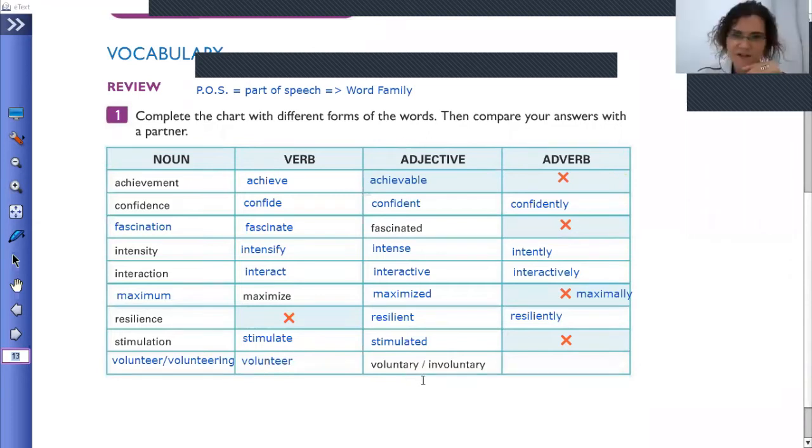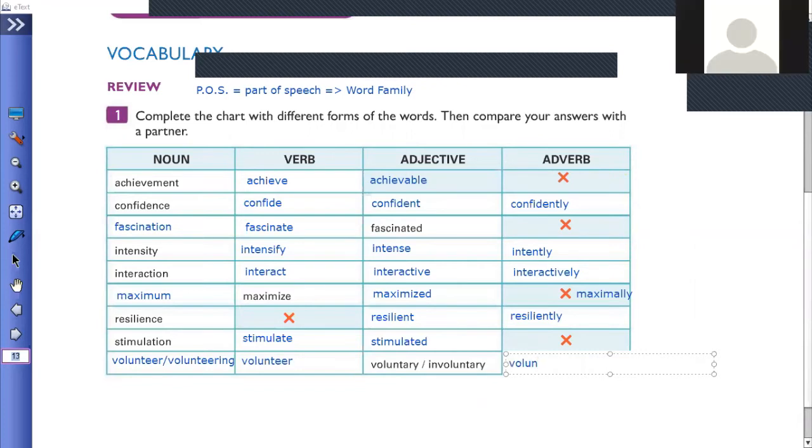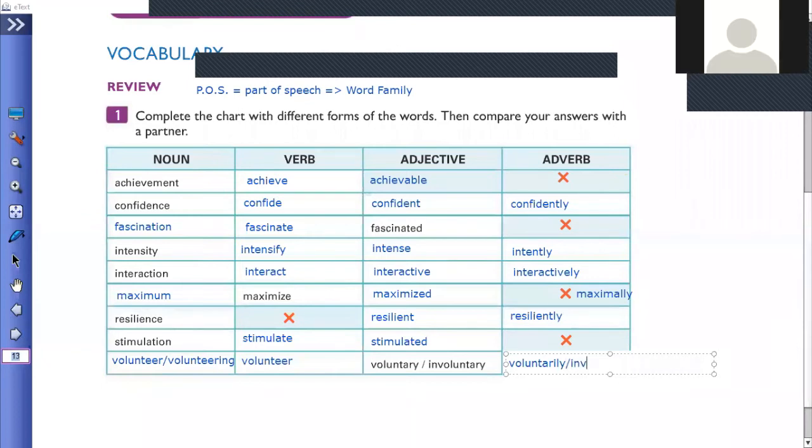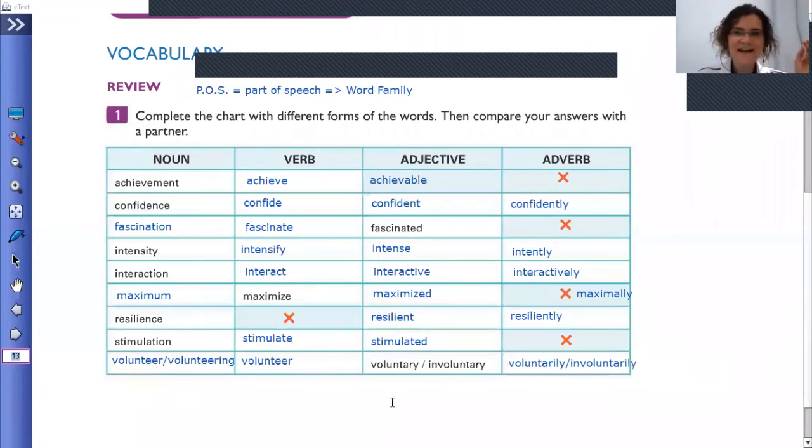Then the adjective voluntary, involuntary, and then if we're talking about the adverb, would be, do you know? Same with the adjective, but with ly. Voluntarily. Involuntarily. Yeah. Hooray. You guys got that? Okay, make sure that you got that correct.